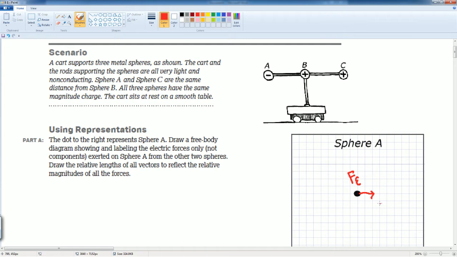So we can write this as the electrical field force. The force here has to be longer because remember Coulomb's law. The electrical force is equal to K Q1 Q2 over R squared. So the smaller the distance, the bigger the force. So 1, 2, 3, 4, 5, 6, 7, 8. Yeah, let's make that long. That's the electrical field force of B on A.